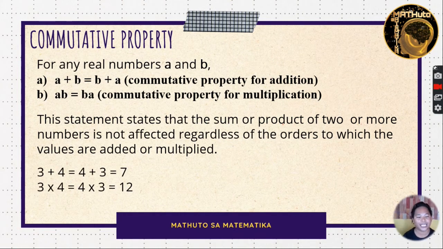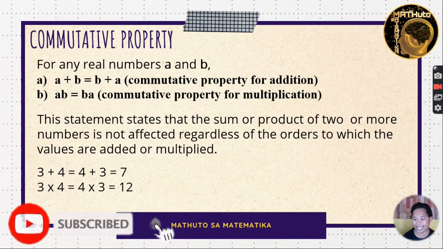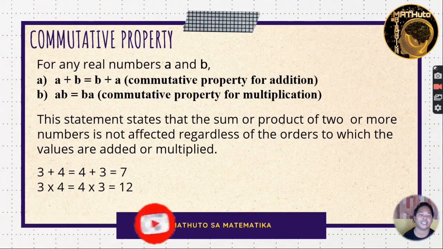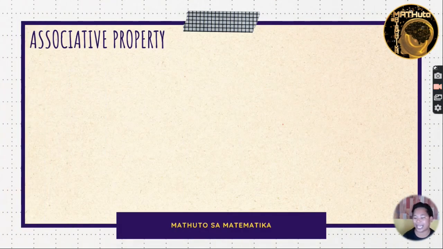Example, 3 plus 4 is 7. If we're going to arrange the values, 4 plus 3, the sum is also 7. Another, for multiplication, 3 times 4 is 12, which is also equal to 4 times 3. So, yun po yung ating commutative.